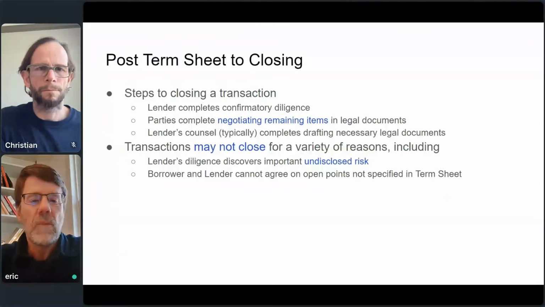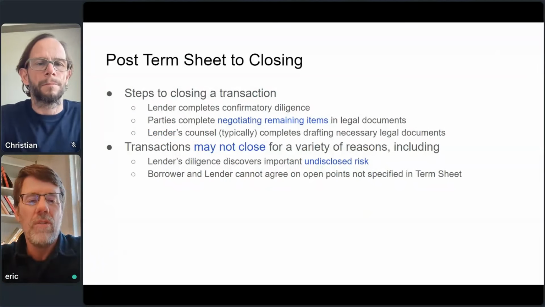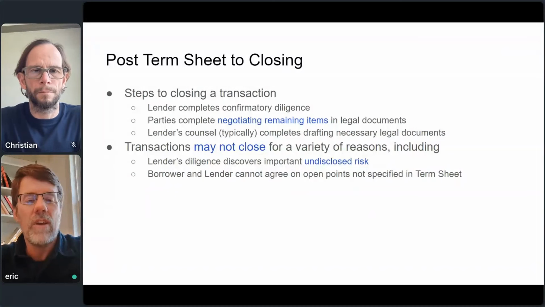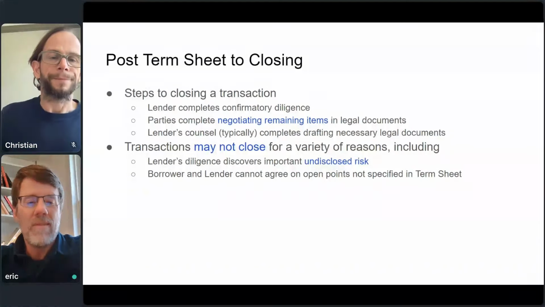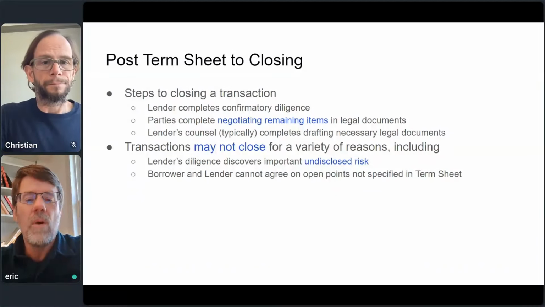Next one, please. All right, post-term sheet to closing. So we've already started talking about this. How do you get to closing a transaction from the term sheet? The lender does the confirmatory diligence. The parties complete the remaining negotiating items, and this can be a fair amount in the legal documents. The lender's counsel typically will be the one drafting it.